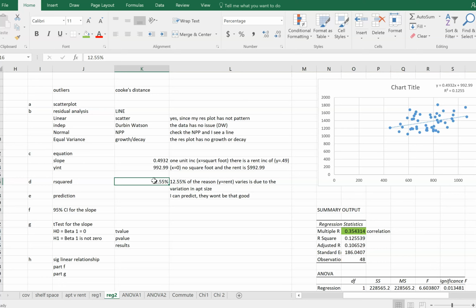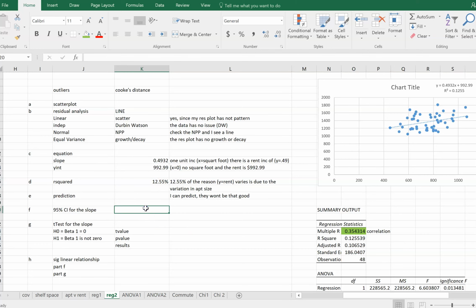You try another variable besides apartment size. Maybe you try fees. Maybe you try amenities. I don't know. I don't know what we're looking at here, so I need other variables to dummy up. But what I know right now is if you're looking at the apartment size, it's 12.55% of the reason rent varies. So I do have some of the reason. I just know that 88% of the reason is still unknown.